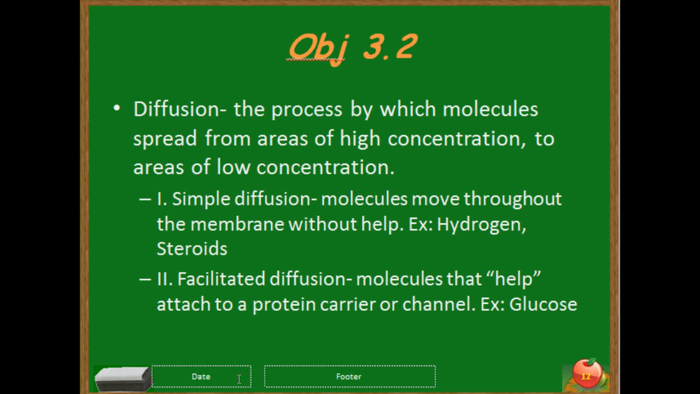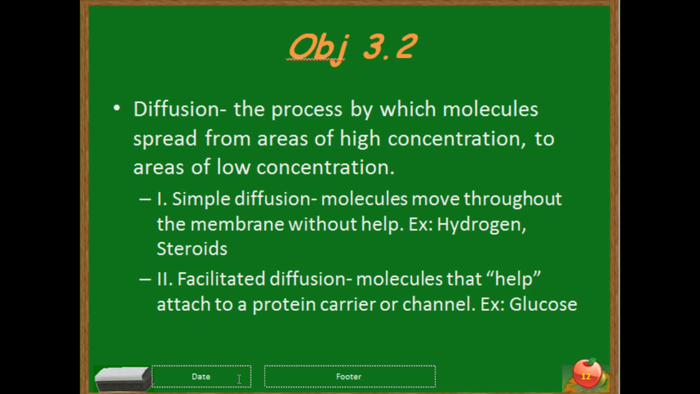Simple diffusion is pretty much what it says. It is easy. Molecules will move through the membrane without any help. Examples are hydrogen, steroids, and we talked about carbon dioxide earlier. So they can move quickly through the membrane. I will call them the A+ group because it is easy for them to get past the bouncer and into the plasma membrane.